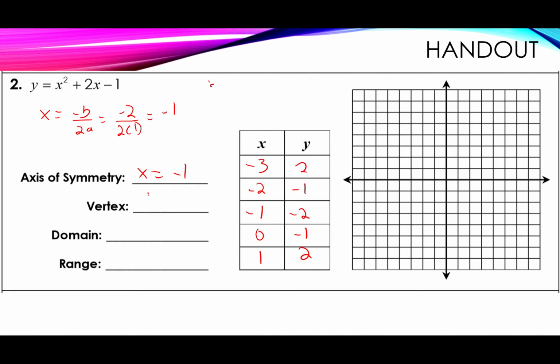Okay, so my vertex, I need to fill this out as -1, -2. All right, and I'm going to go find that vertex, -1, -2, which is right here.